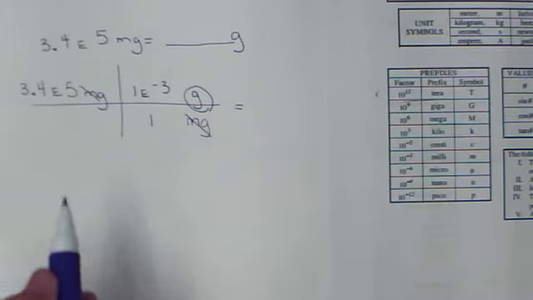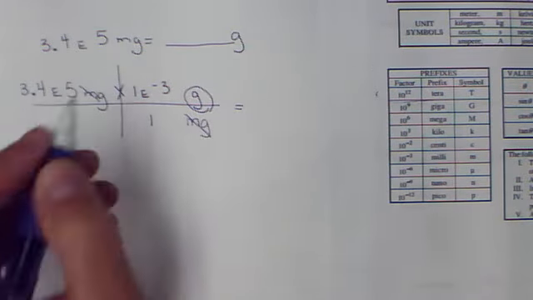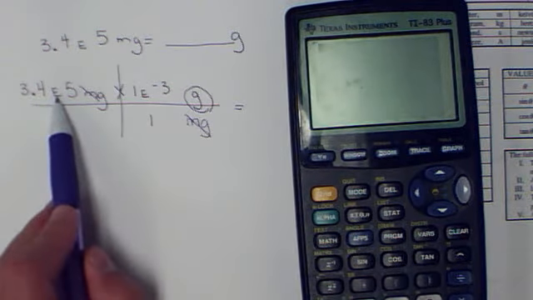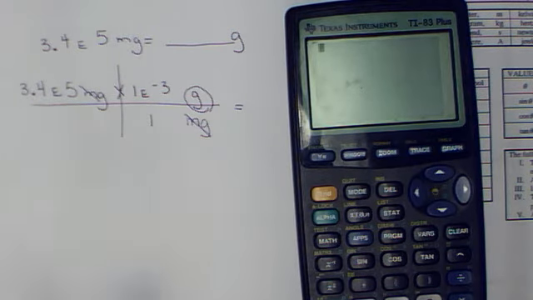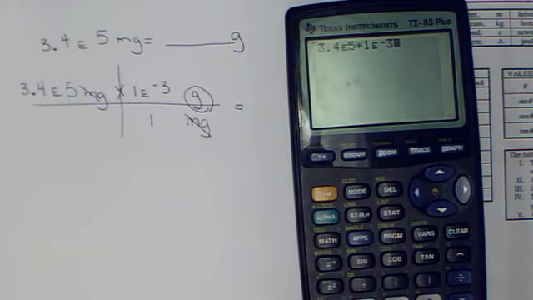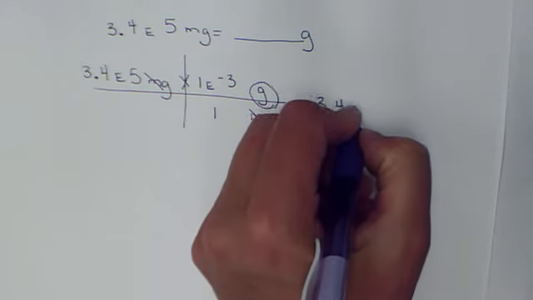And so 3.4 times 10 to the 5th times 1e negative 3 is what I need to enter in my calculator. You need to make sure that you know how to enter in the e and don't do times 10 caret top. So in your calculator you would put 3.4 second e 5 times 1 second e negative 3. And I get 3.4 E2. And the only unit I have left is grams.